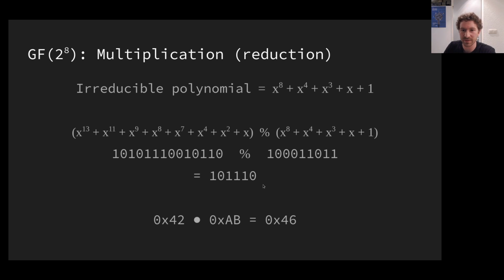And eventually what it gives us is this, which turns out to be hex 46. So the result in Galois field 2 to the 8 of doing hex 42 times hex AB is that we get hex 46 back. That's probably not your expected answer, and it might not be a very useful answer in the real world, right? If we want to do something numeric with it.